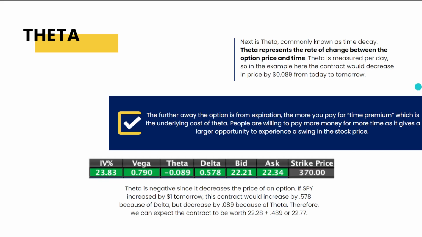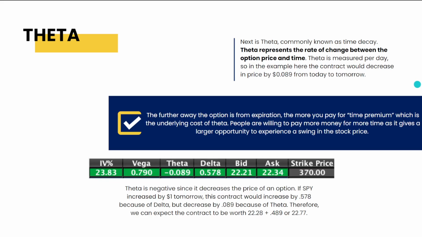So why would we be concerned about theta? Why do we need to acknowledge it? Why does it even matter, right? The further away the option is from the expiration, the more you pay for time premium. That's why, when you go out further in your option contracts, you're paying more for those contracts, right? Because you're paying for that security of time, that premium, which is the underlying cost of theta. So you're paying more to have more security in a sense for time in your option contract.